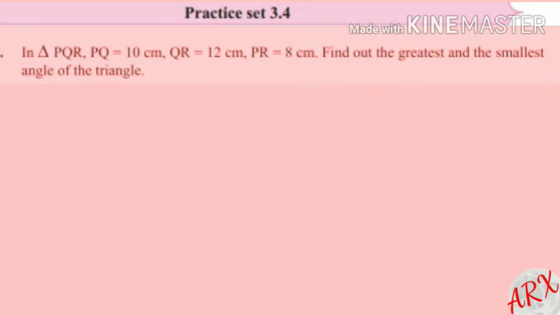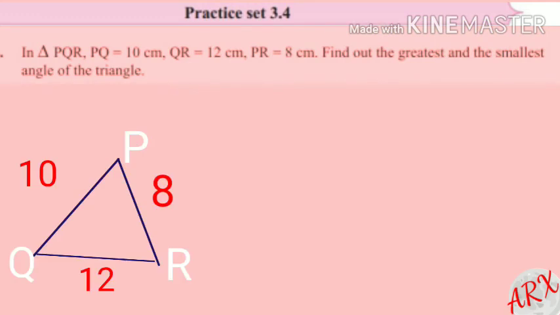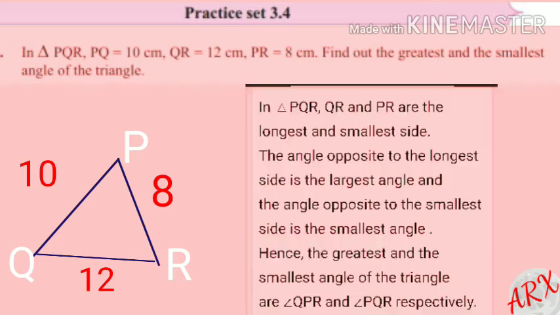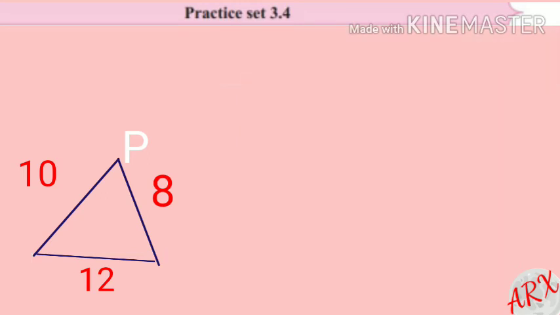Question number 3. In triangle PQR, PQ equal to 10 cm, QR equal to 12 cm, PR equal to 8 cm. Find out the greatest and the smallest angle of the triangle. Now if we observe, in triangle PQR, QR is the largest or longest side and PR is the smallest side. Now angle opposite to largest side is angle P and angle opposite to the smallest side is angle Q. Therefore, angle QPR is the largest angle and angle PQR is the smallest angle of the triangle.